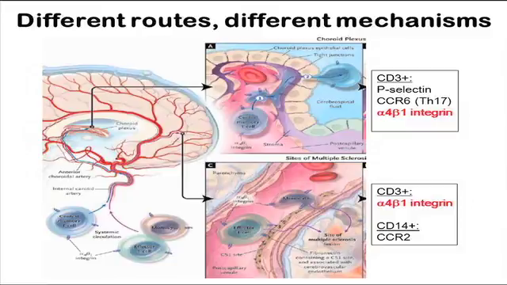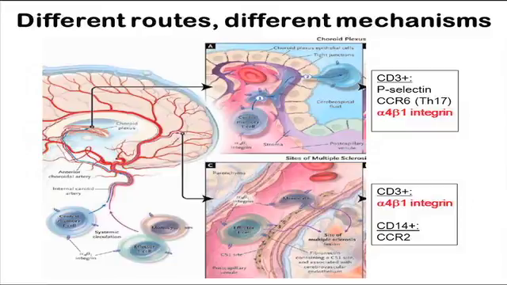So for CD3 lymphocytes, that would be T-selectin for the rolling, and for Th17 CD3 lymphocytes, the particular chemokine receptor would be CCR6, and it would use alpha-4 beta-1 integrin. And the alpha-4 integrin then can be blocked by natalizumab. So people receiving natalizumab have a reduced number of spinal fluid T cells.